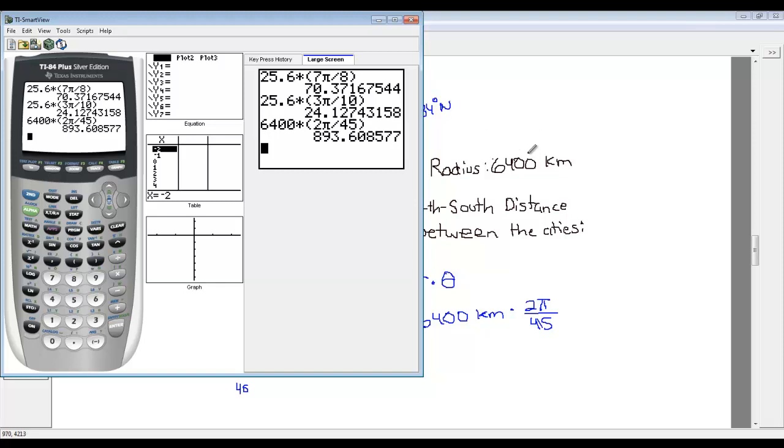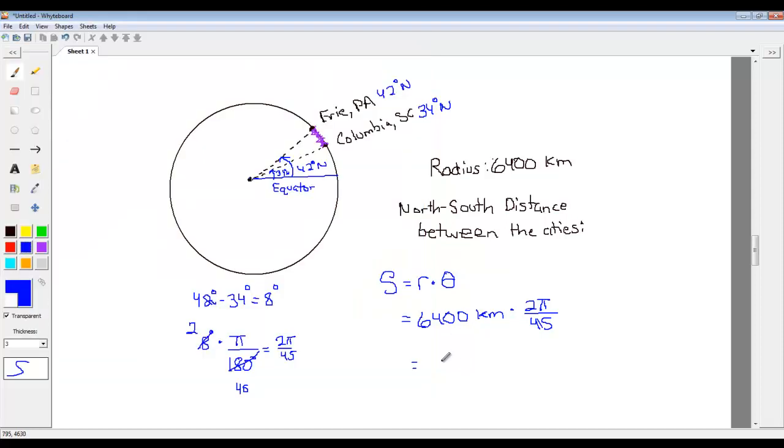Now, in the original problem, you had 6,400 kilometers. Ending in the zeros, those aren't significant digits. The 6 and the 4 are. You got 2 significant digits. So we can go ahead and round this so that we have 2 significant digits, so round it to the tens place. So we get 890 kilometers. And there you go. So that's the north-south distance between the two cities.